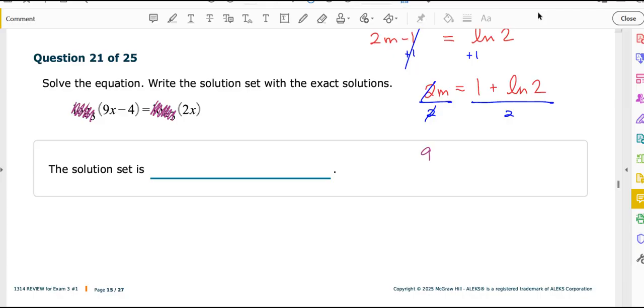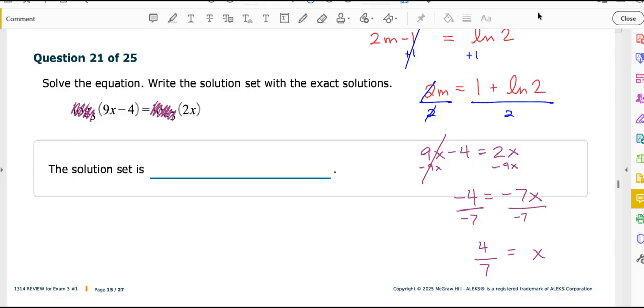So if we know 9x minus 4 equals 2x, we need to subtract 9x from both sides. We have negative 4 equals negative 7x. Then we can divide both sides by negative 7. And we get x equals 4/7.